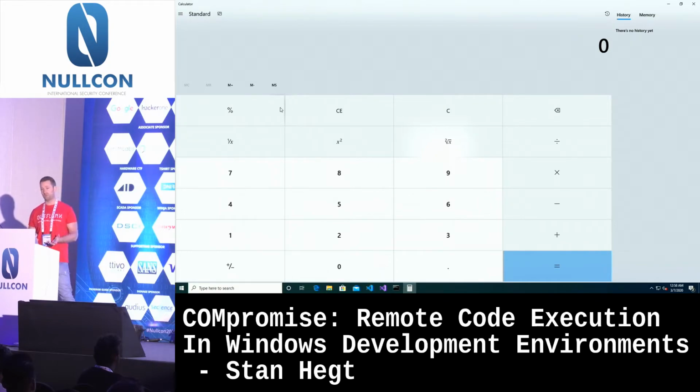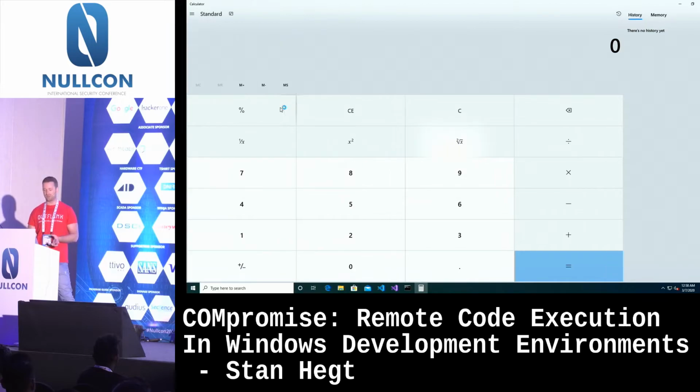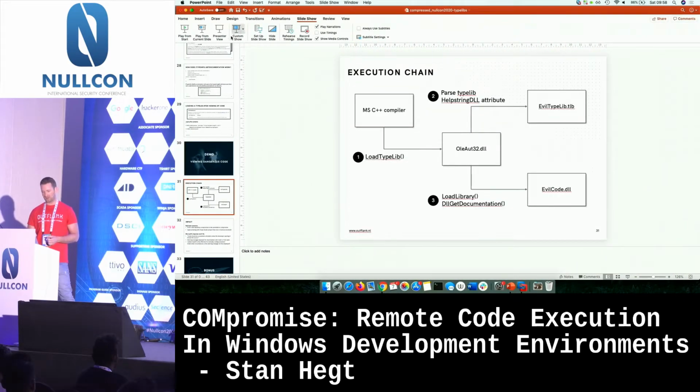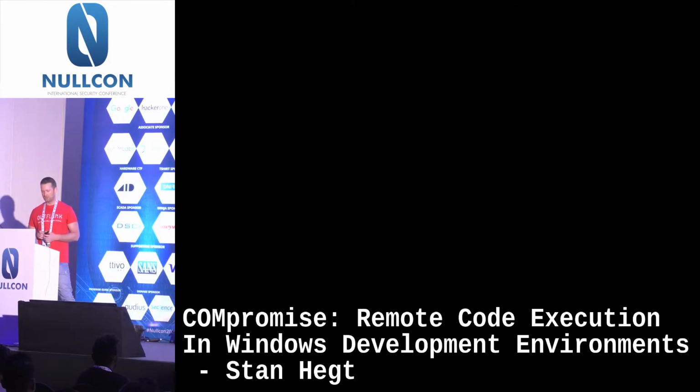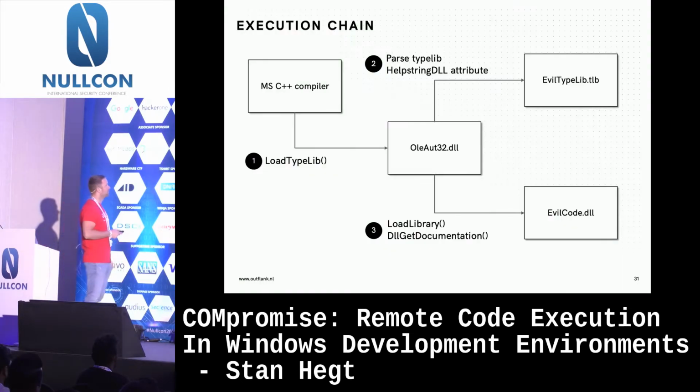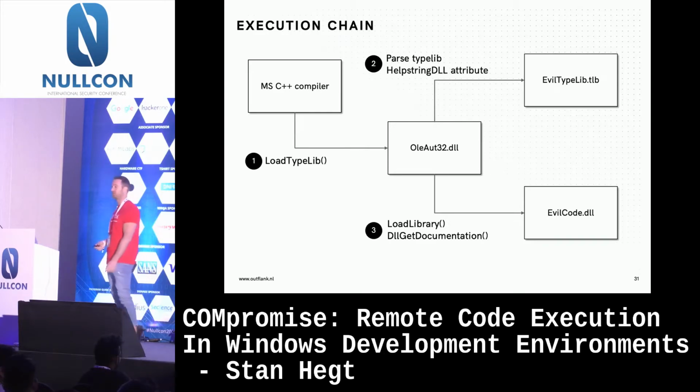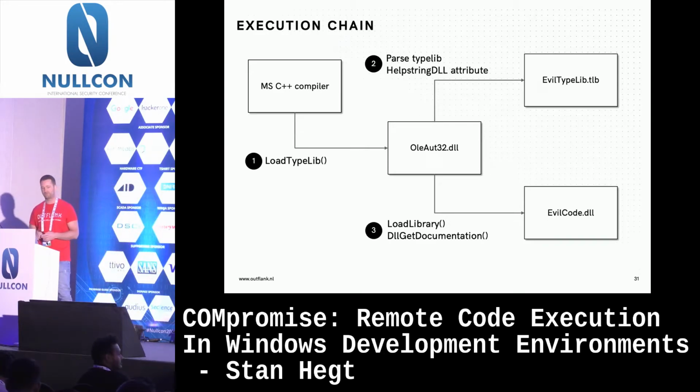So opening a Visual Studio project file can already be dangerous. What was the project execution flow in this case? It looks like this. It says MSC++ compiler. That's not true. It should be Visual Studio properties window. It does LoadTypeLib because of that COMFileReference attribute that we had in the Visual Studio project file. That will parse a type library which has the helpstringdll attribute, and that will then call our DLL, which has this exported function, DLLGetDocumentation, and we have our code execution.